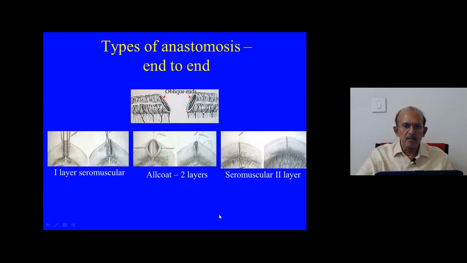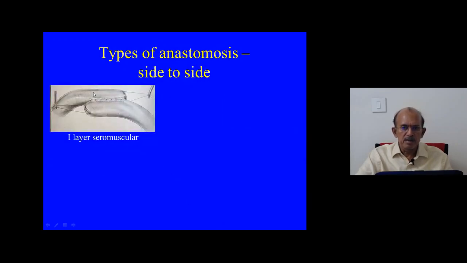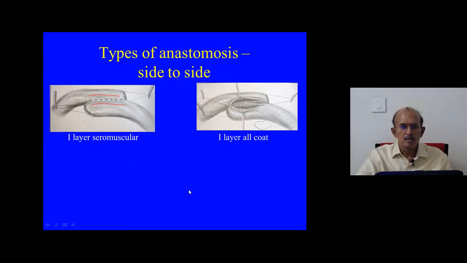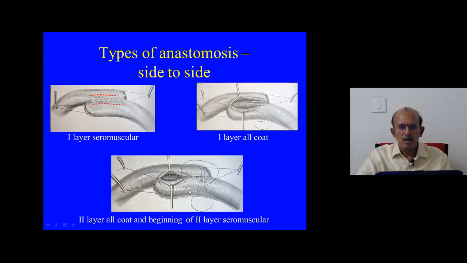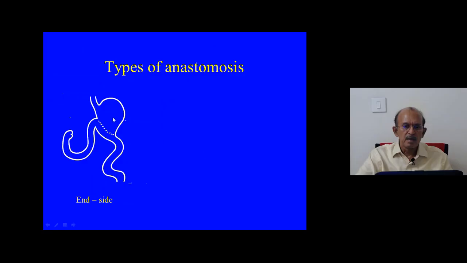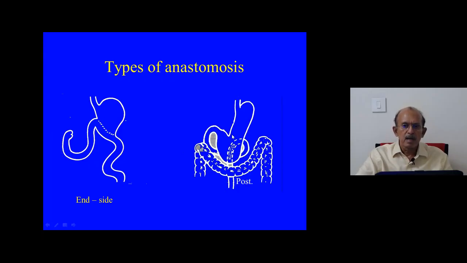So the anastomosis can be end to end, the end of the cut to the end of the cut of the other part of the bowel, or side to side, the side of the bowel to the side of the bowel. Or the end of the stomach to the side of the small bowel. This is called the end to side anastomosis. And gastrojejunostomy is a side to side anastomosis, side of the stomach to the side of the jejunum.